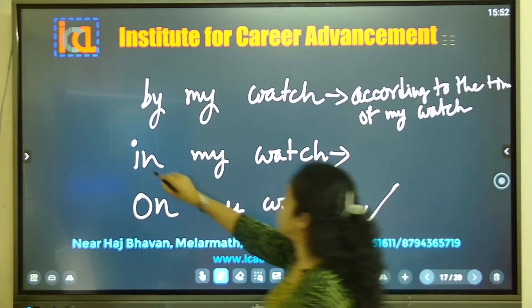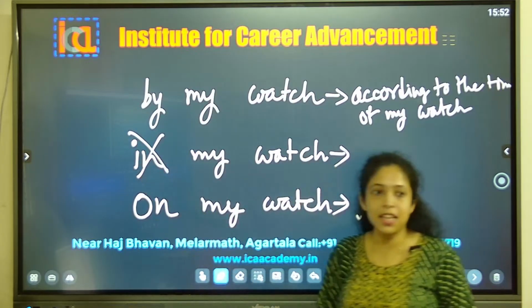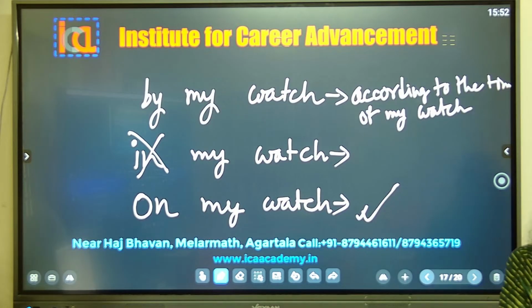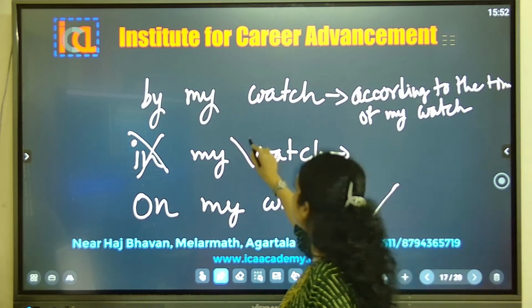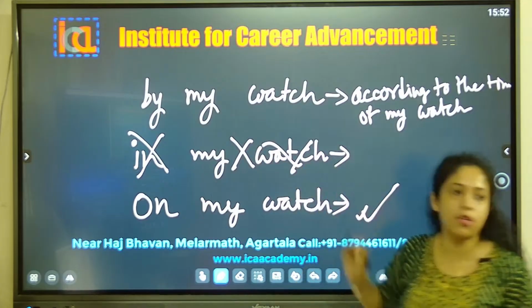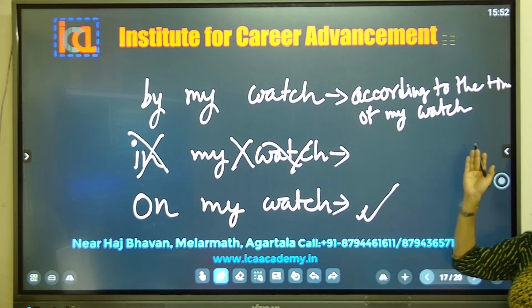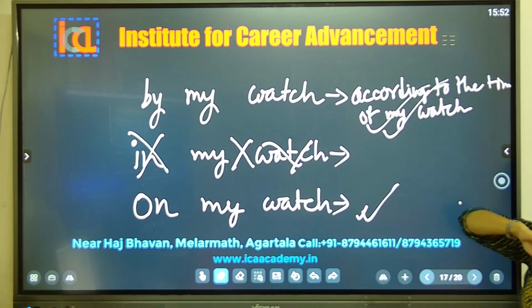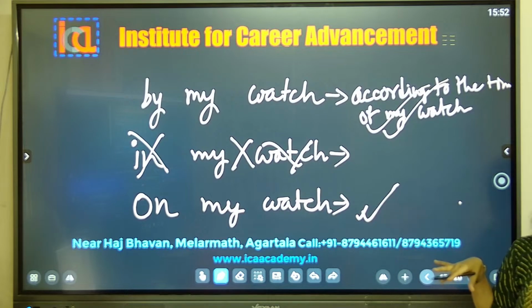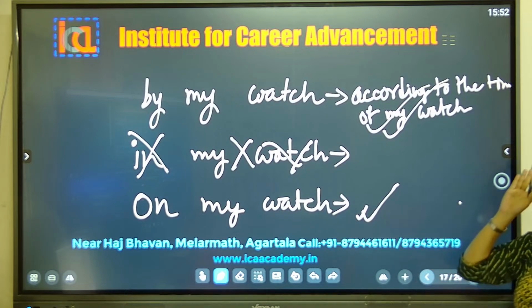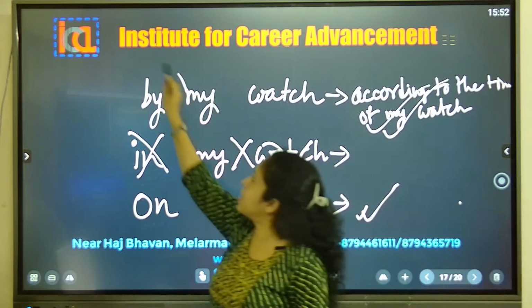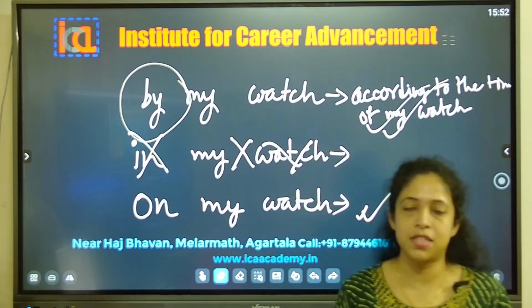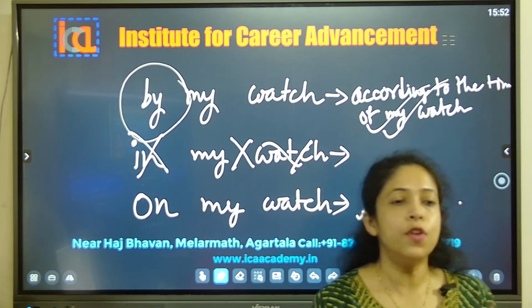But in my watch is wrong. In my watch it means inside the wrist of my body. So this will be wrong English. In my watch we will not write. Either we will write by my watch, the perfect one, according to the time of my watch, or on my watch we can also write. But whenever this is given, the preferable answer is by. Okay, understood? I hope that the chapter is almost clear.